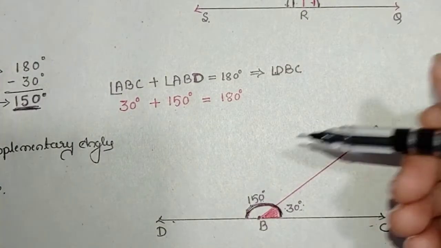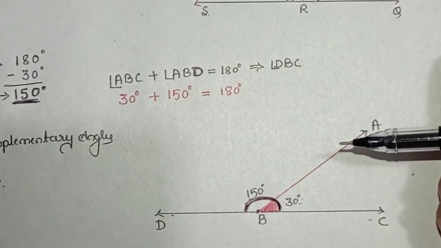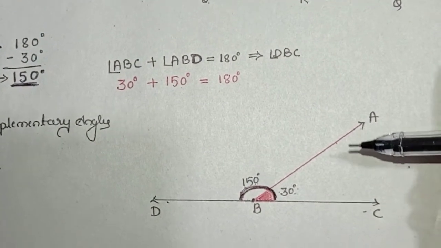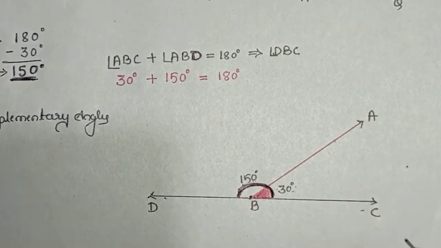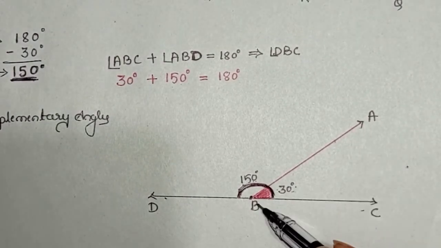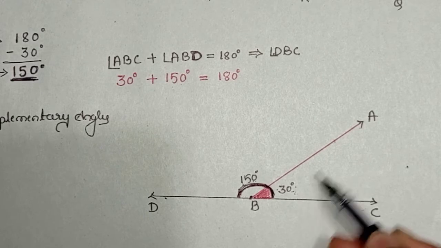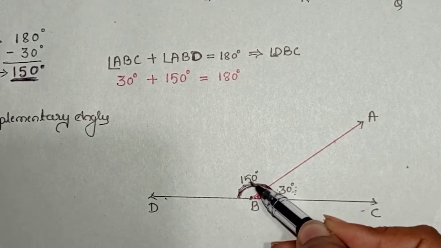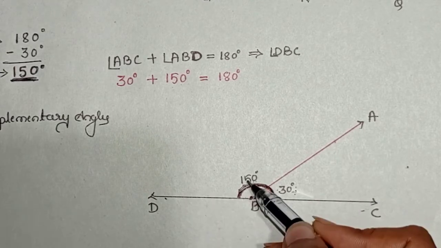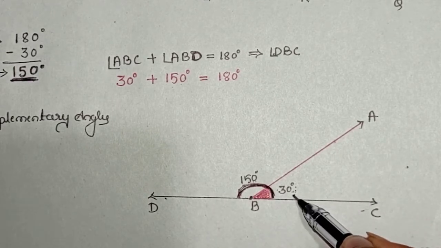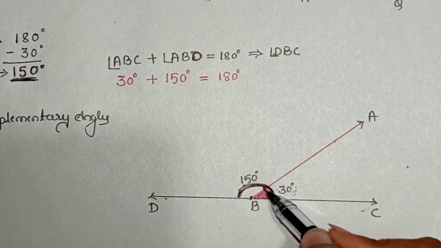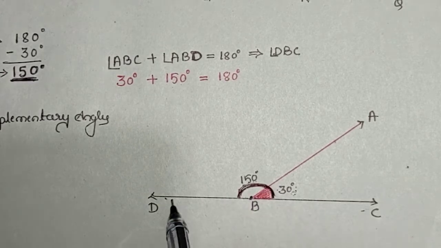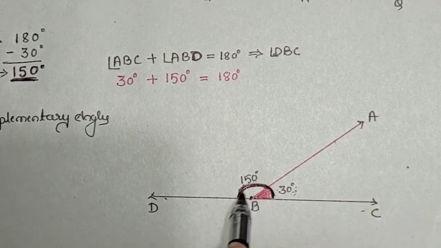When we see it diagrammatically, it will be more clear for you. So I want to show you the diagram. Here angle ABD is 30 degrees and the supplementary angle for 30 degrees is 150 degrees. Here you can see it, the other angle is 150 degrees. When we add 30 plus 150, we get 180 degrees. Both angles are supplementary to each other.